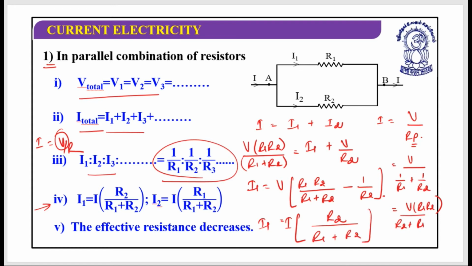I hope these things are clear. So when I write the current that has passed through the first branch, what I need to write is total current I multiplied by the resistance of the opposite branch, R2 divided by R1 plus R2. And while I am supposed to write I2, I should write total current I multiplied by the resistance of the opposite branch, which is R1, divided by R1 plus R2. I hope those things are clear. Yes, great.